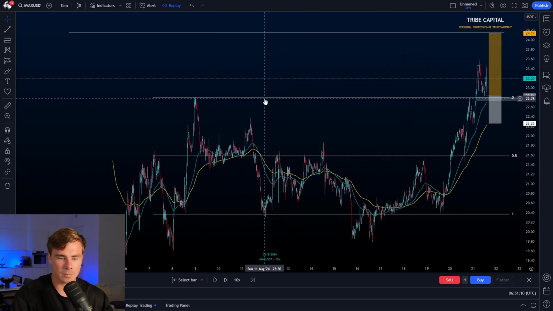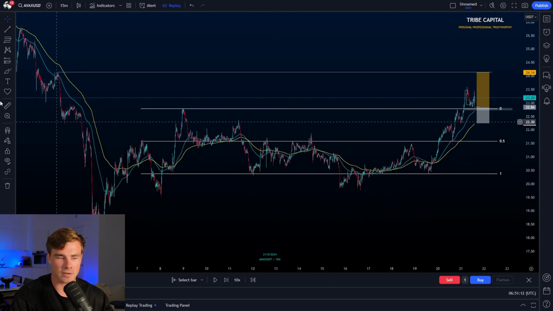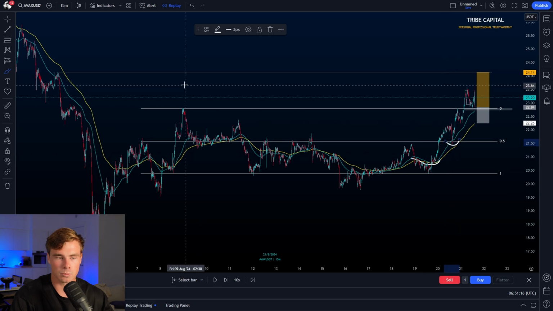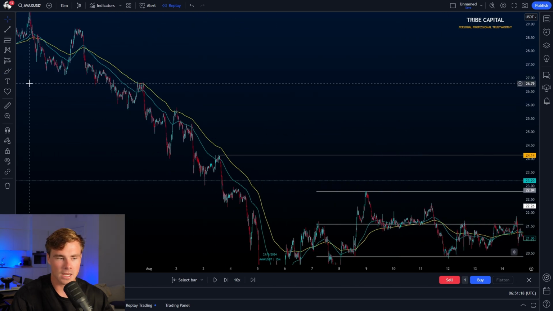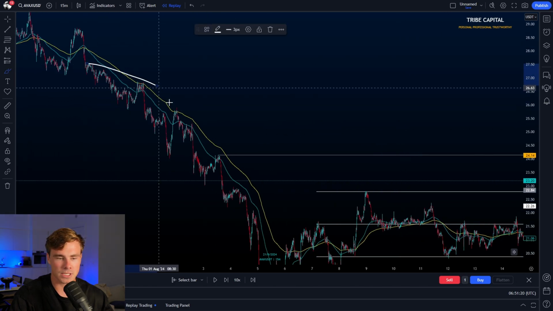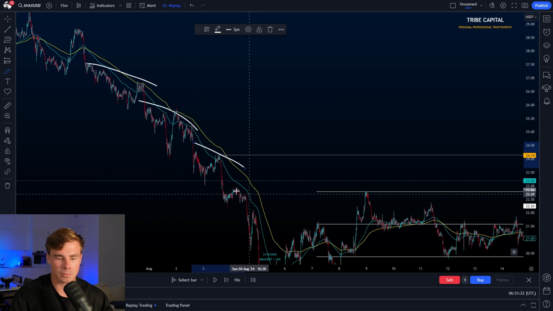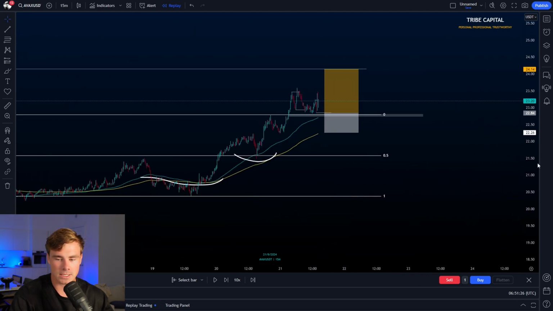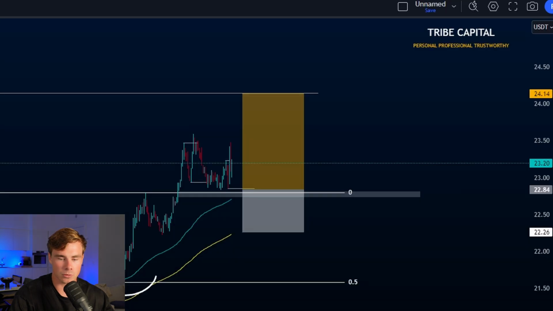What we can see is that in the past, these two EMAs have constantly been providing massive resistance and massive support, especially on this downtrend over here. The EMAs were providing massive resistance every single time the price was bouncing. Beautiful EMA confluence indeed.